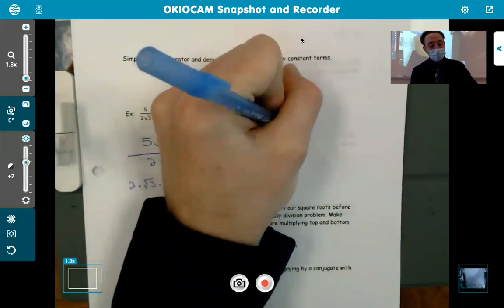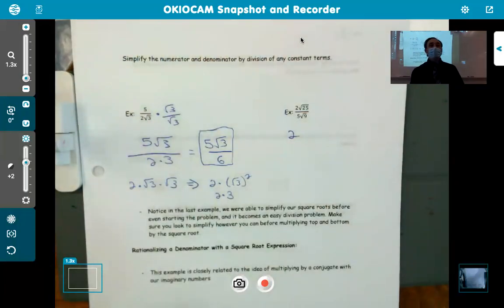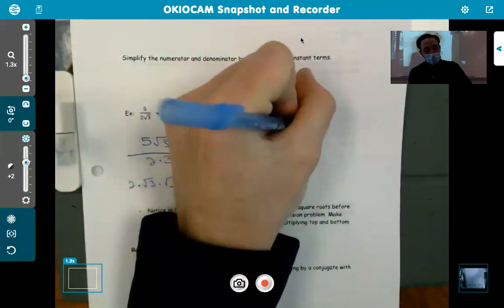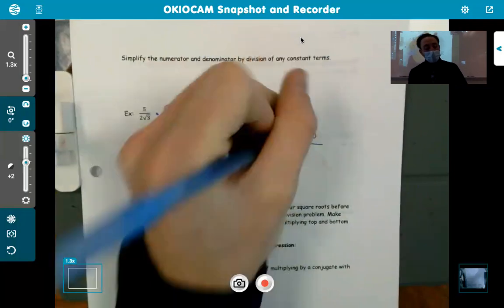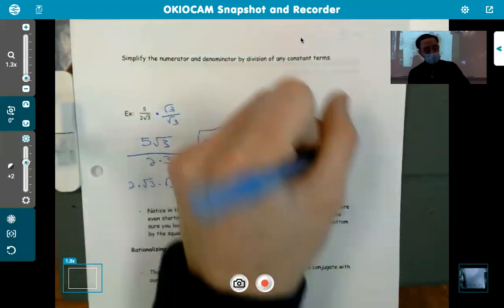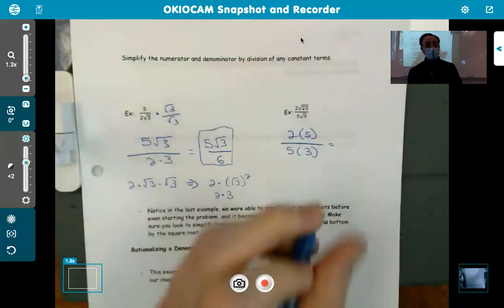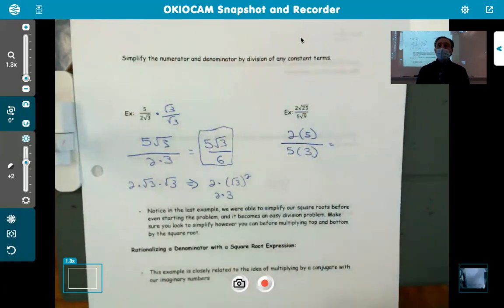I have 2 times the square root of 25. Well, what's the square root of 25? 5. In my denominator, I have 5 times the square root of 9. What's the square root of 9? 3. And I've gotten rid of my square roots already without having to go through that process of multiplying top and bottom by root 9, right? Don't create too much work for yourself if you can simplify to start.